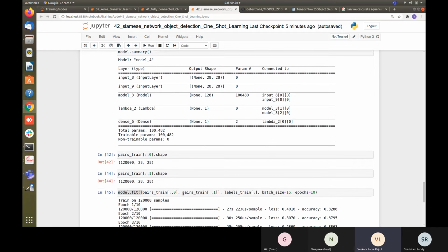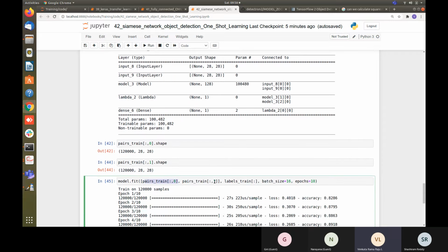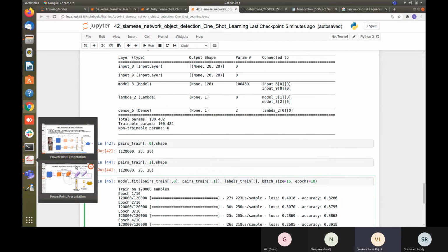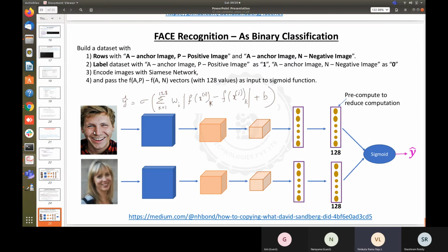Positive sample is going into dense one. Negative sample, anchor image is going to dense one. Positive or negative image is going to dense two. Label is common, right? You trained the model. So how is it going? The anchor is going in this direction. Positive or negative is going in this direction.